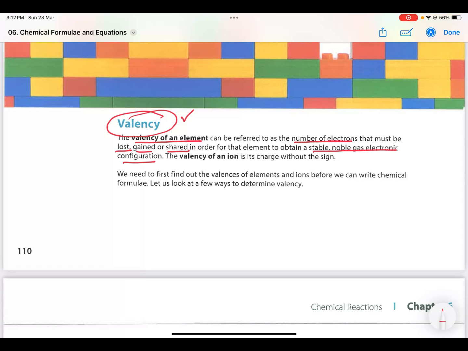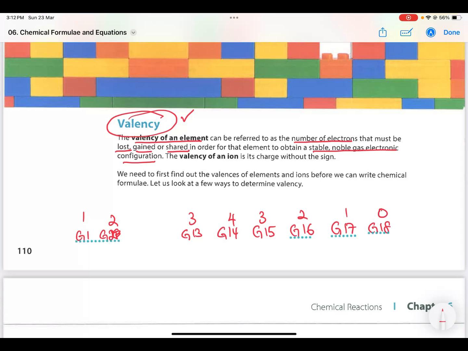We know how to go about doing this, because from the periodic table, group 1 valency is 1, group 2 valency is 2, group 13 valency is 3, group 14 valency is 4, group 15 the valency is 3, group 16 the valency is 2, group 17 the valency is 1, group 18 the valency is 0. So for elements, the valency comes from the periodic table. Knowing which group they are, the 1, 2, 3, 4, 3, 2, 1, 0 tells you the number of electrons it requires. This is the valency.